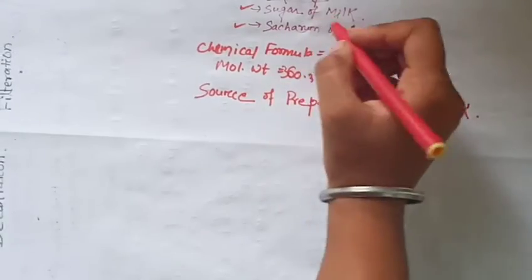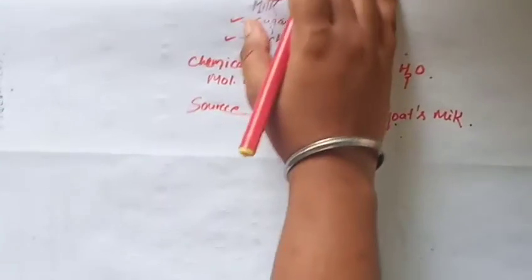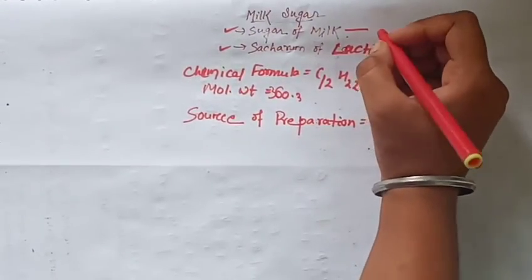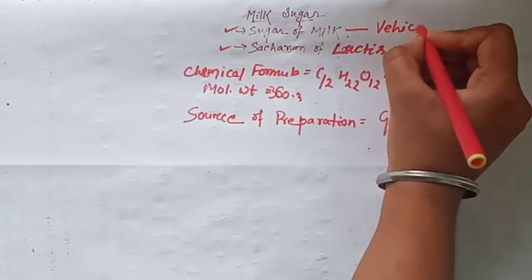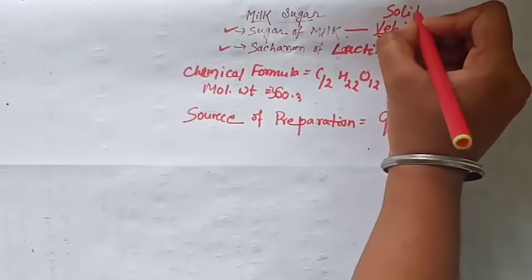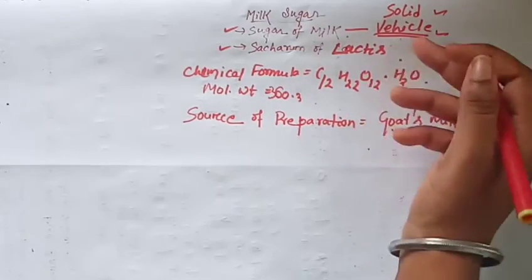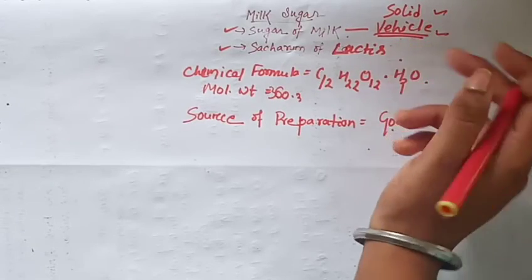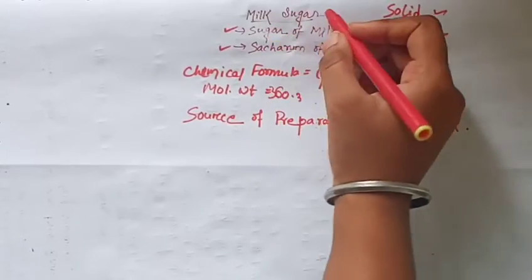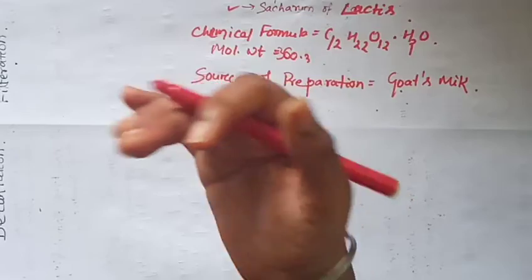Then sugar of milk is used in medicine as a vehicle. Sugar of milk or milk sugar is used as a vehicle, and it is a solid vehicle. Why it is called a solid vehicle, all this introduction we have in the playlist and in the description. But here we only discuss sugar of milk preparation and its properties.